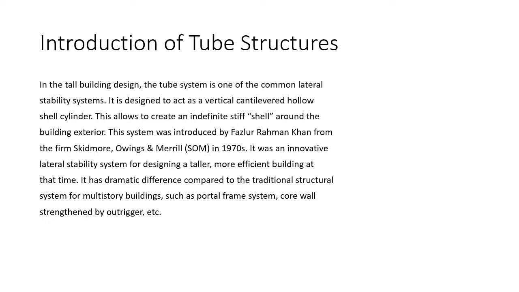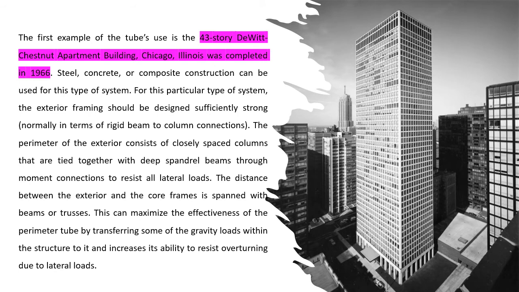It has a dramatic difference compared to the traditional structural systems for multi-story buildings, such as portal frame system, core wall strengthened by outrigger. The first example of tube use is the 43-story Dewey Chestnut apartment building in Chicago, Illinois, completed in 1966. Steel, concrete or composite construction can be used for this type of system.